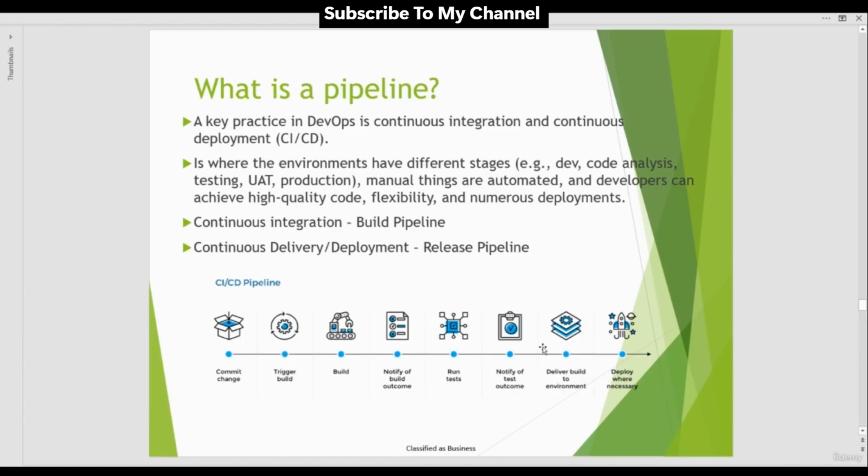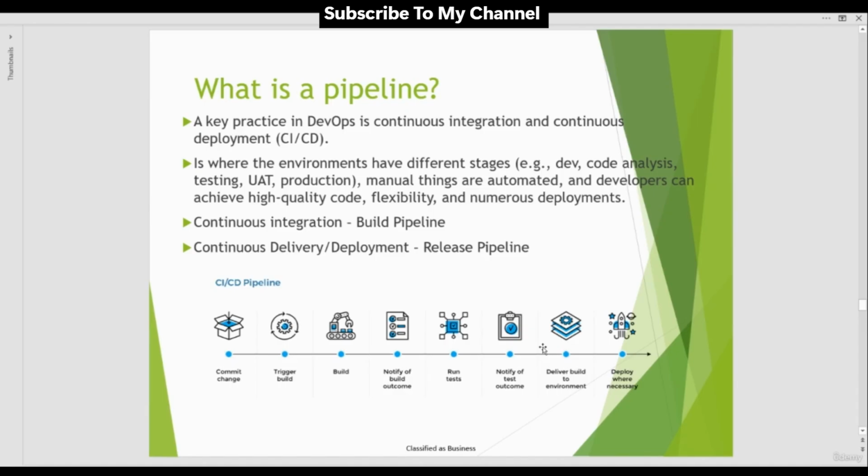Pipeline is where the environment has different stages. You have development, coding stage, build, unit testing, static code analysis, user acceptance test, field test, production. There are many stages available. So all these stages are put together in a pipeline. And most of the manual things are automated, so that developers can achieve high code quality, flexibility, and make numerous deployments.